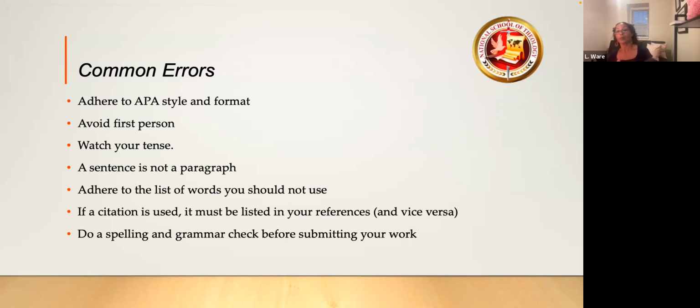Citations. Okay. If you use a citation in your paper, you must have a corresponding reference for it on your reference page. Unless it's the Bible, we talked about that. You don't necessarily need the Bible in your reference page. But if you use a citation, you need a corresponding reference on your reference page. And the opposite is also true. If you have a reference down in your reference section, there should be a corresponding citation to that author and year somewhere in your text, okay?